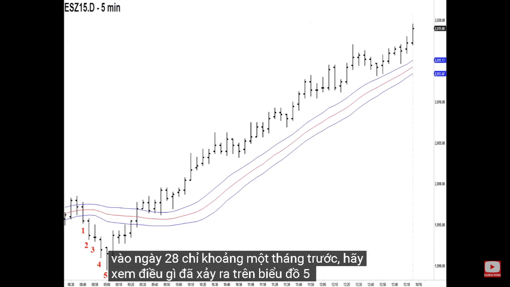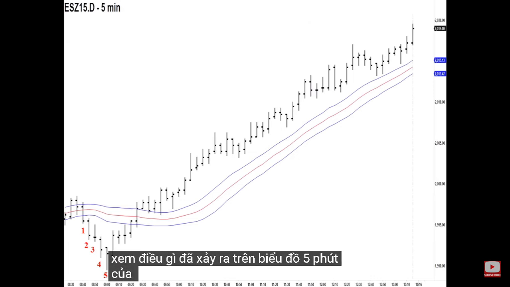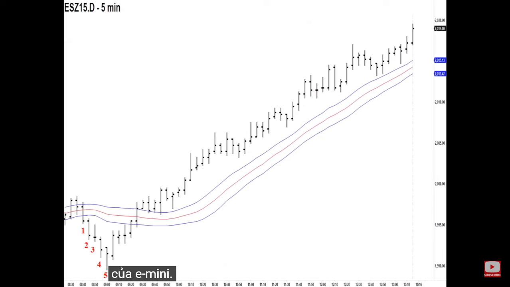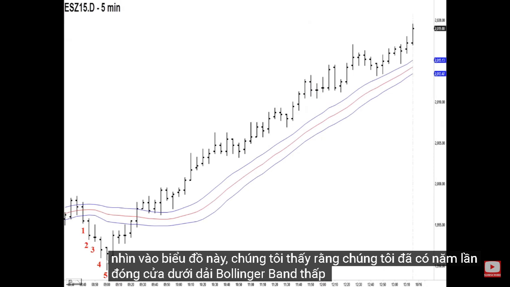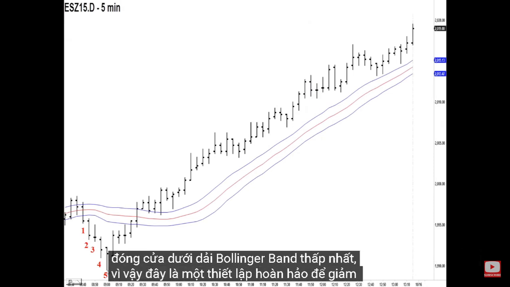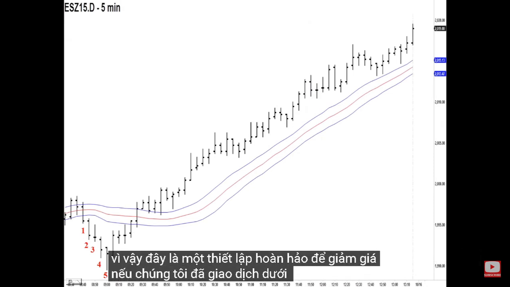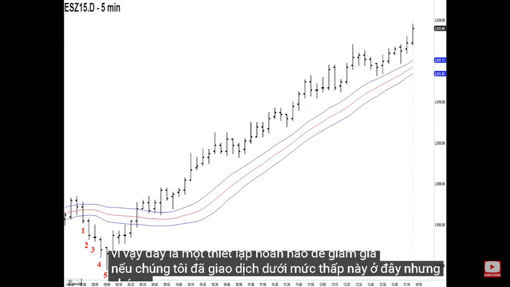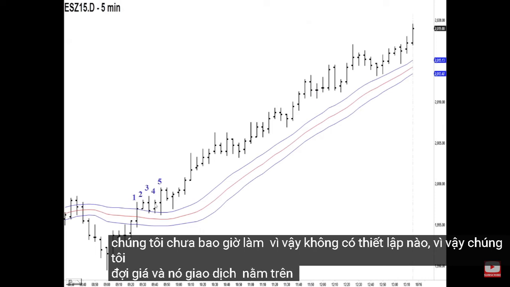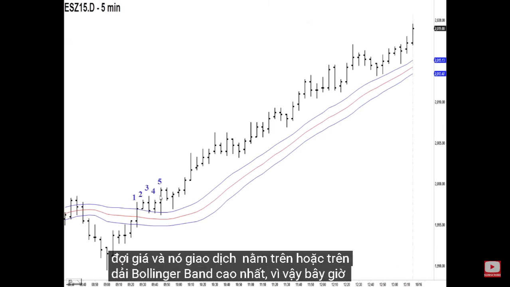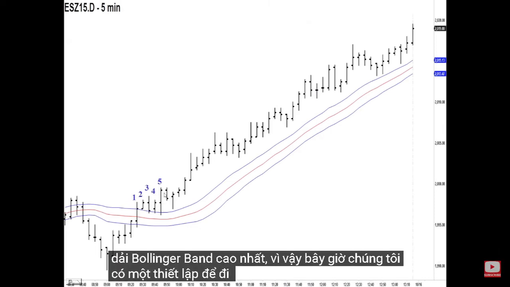Let's see what happened on a 5-minute chart of the E-mini. This is on standard time, and this was, I believe, on the 15th, just about a couple of weeks ago. Looking at this, we see that we had 5 closes below the lowest Bollinger Band. So this was a perfect setup to go short if we had traded below this low here. But we never did, so there's no setup. So we wait for price to trade on or above the highest Bollinger Band. Now we have a setup to go long.